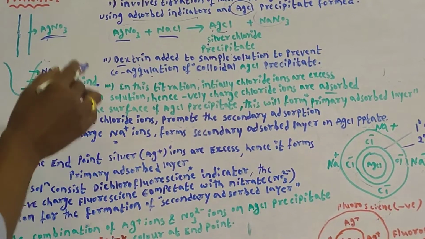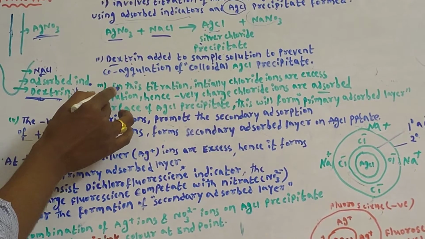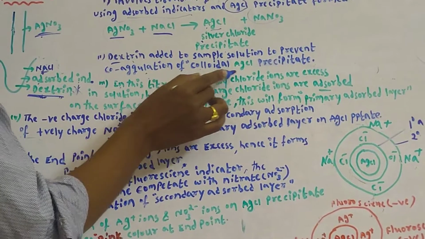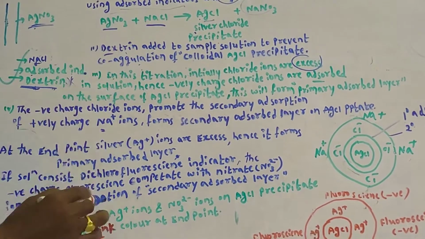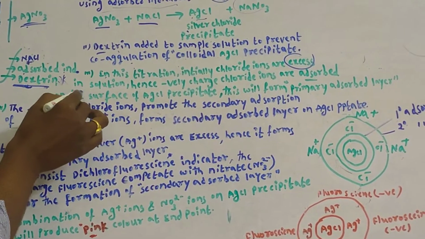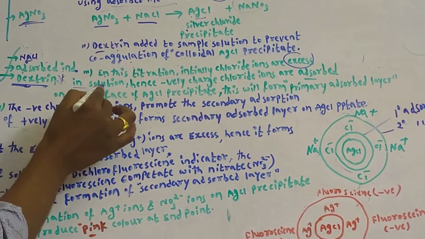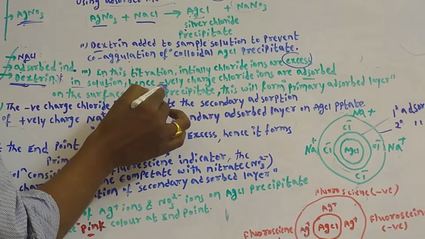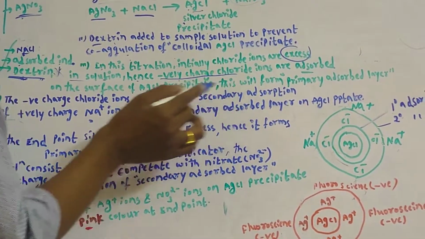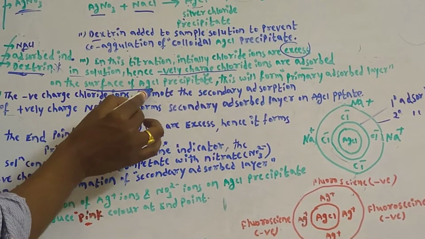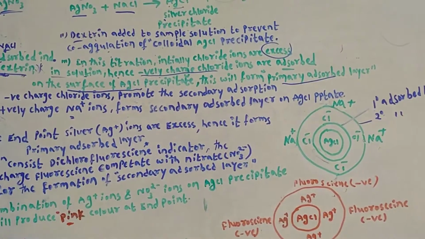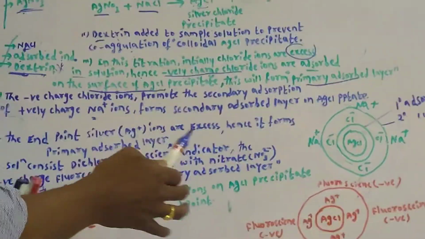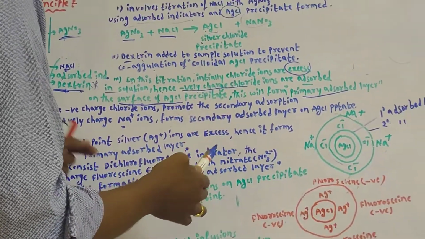Then what is the concept? You can see in this titration, initially chloride ions are in excess in the solution. Hence, negatively charged chloride ions are adsorbed on the surface of the silver chloride precipitate. This will form the primary adsorbed layer. Whatever ions are in excess will form the primary adsorbed layer.